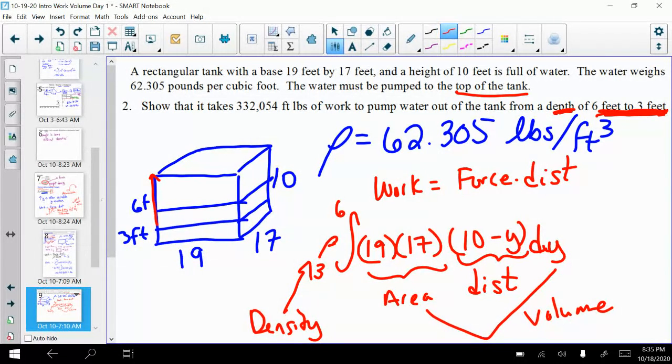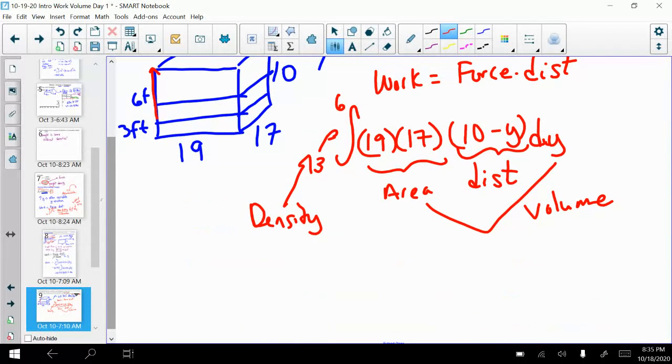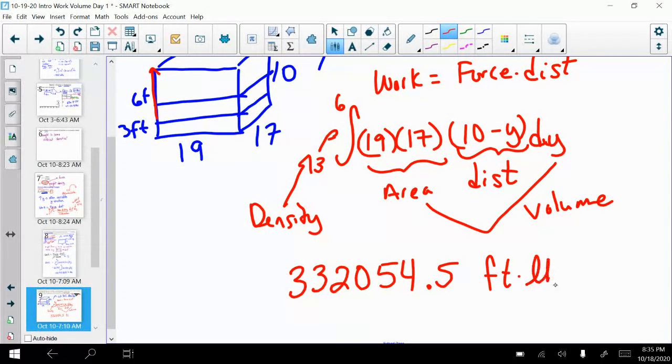So go ahead and drop it in your calculator. You should get the same thing as what they put at the top of our paper, which is 332,054, because it's like 0.49. Okay, and that is again foot-pounds.